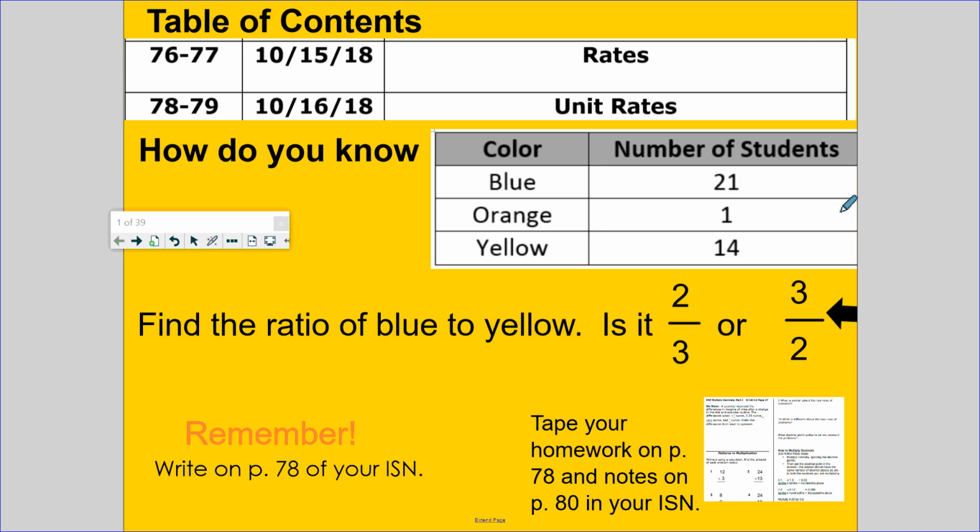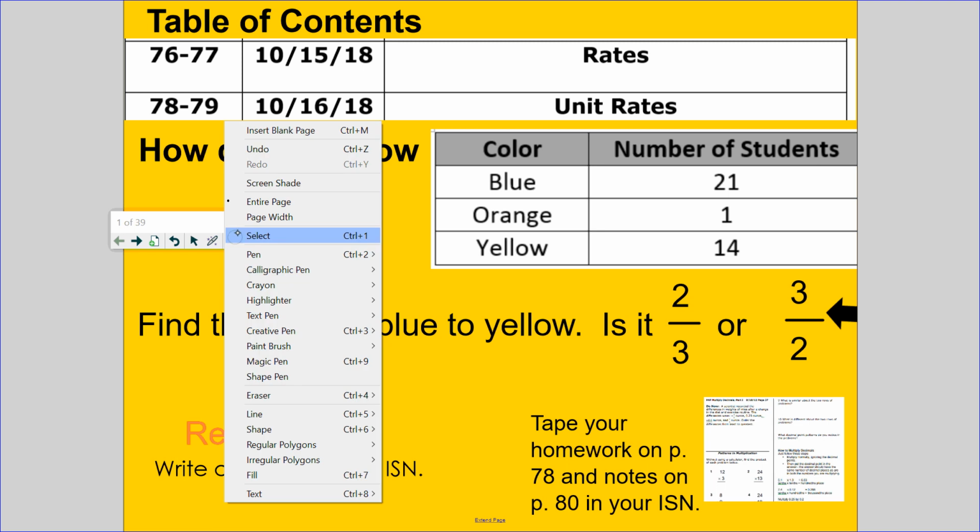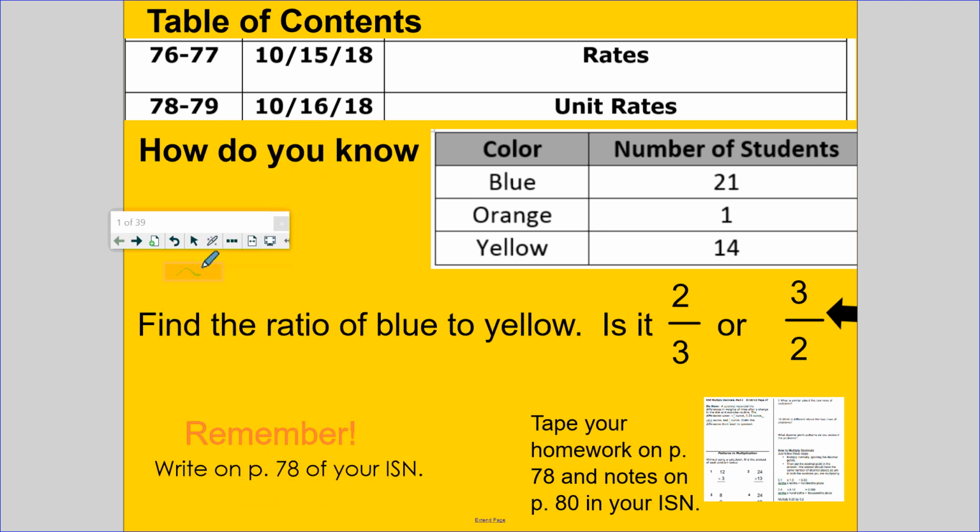So today we are working on pages 78 and 79. Today's date is 10-16-18 and we are learning something called unit rates. Unit rates is where you're breaking it down so you can find out the answer to one item, one unit.